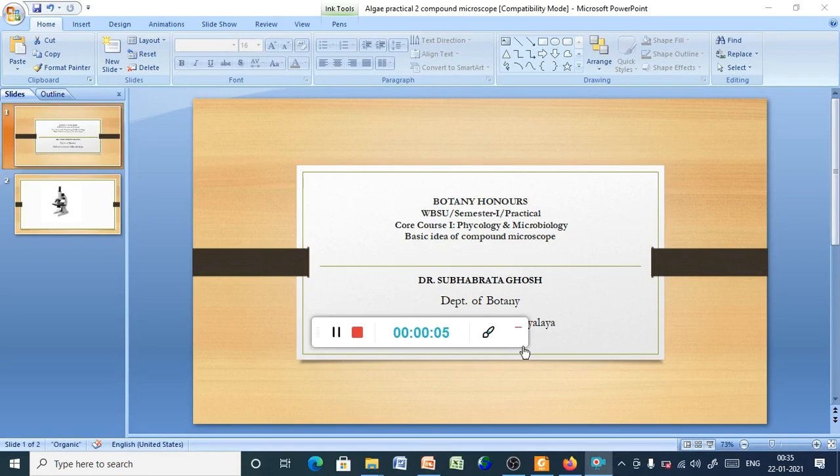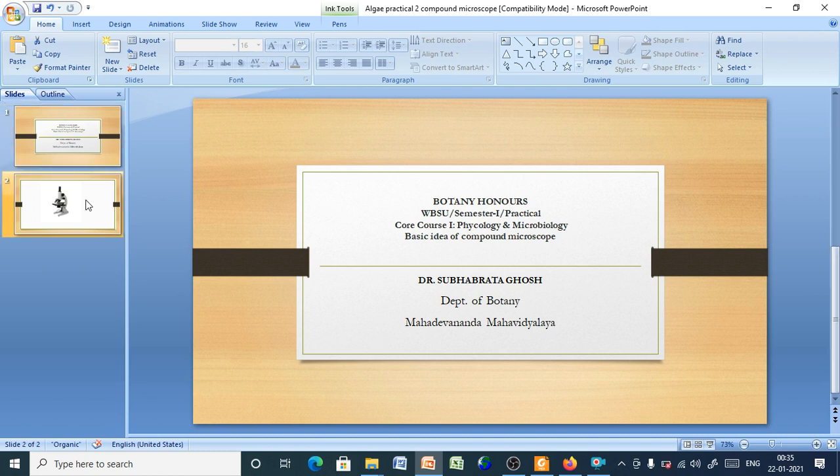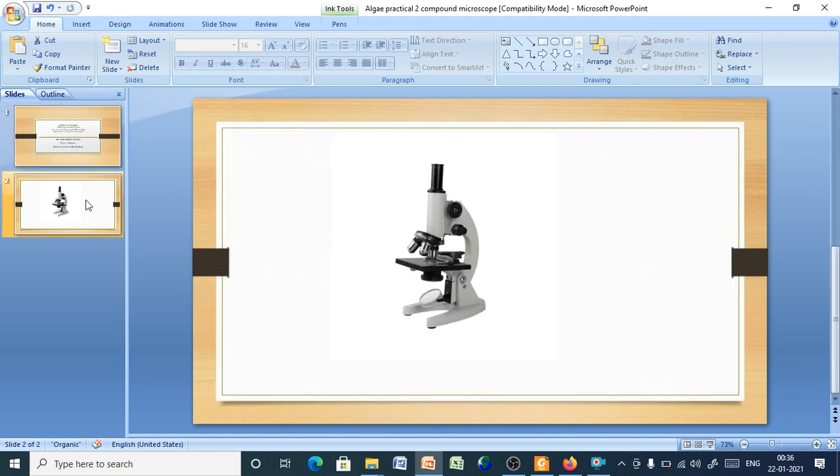Today I'm going to explain the basics of the compound microscope which we usually use in our practical classes. And I think all of us have at least some basic idea about the microscope and about the compound microscope. This is the basic structure of a compound microscope.